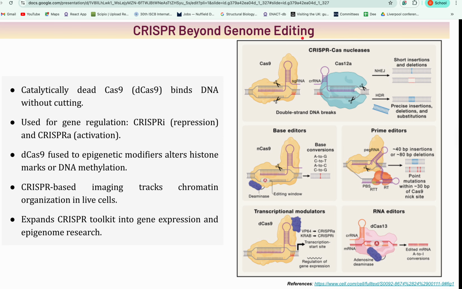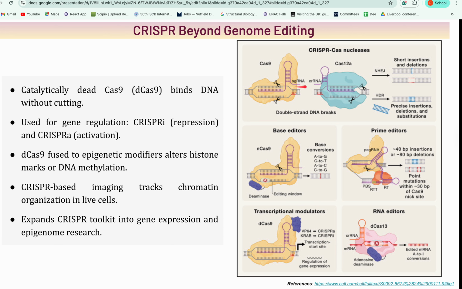Now, other than genome editing, we can use CRISPR for other mechanisms also. Catalytically dead Cas9, which is known as dCas9, binds the DNA without cutting it. It is used for gene regulation, in which CRISPR-I is involved in repression or inhibition. Then we have CRISPR-A, which is activation. dCas9 is fused to epigenetic modifiers, which will alter the histone marks or DNA methylation. CRISPR-based imaging tracks chromatin organization in live cells, and it expands the CRISPR toolkit into gene expression and epigenome research.